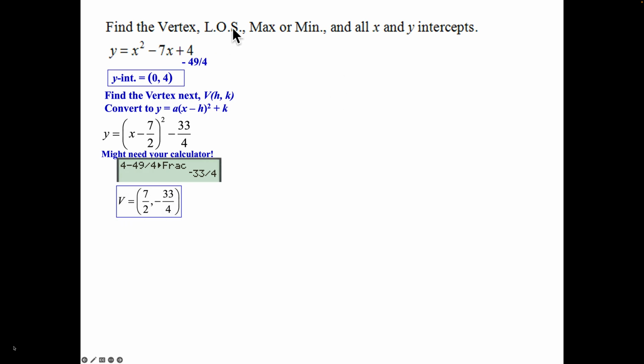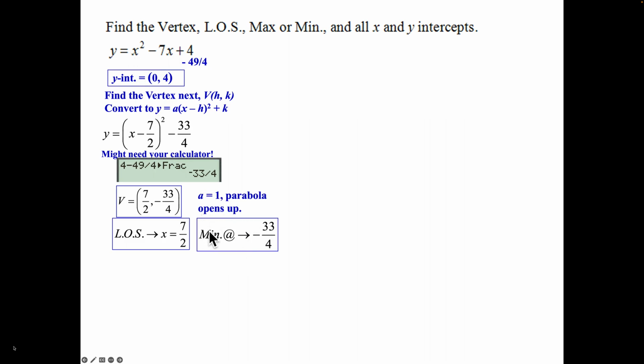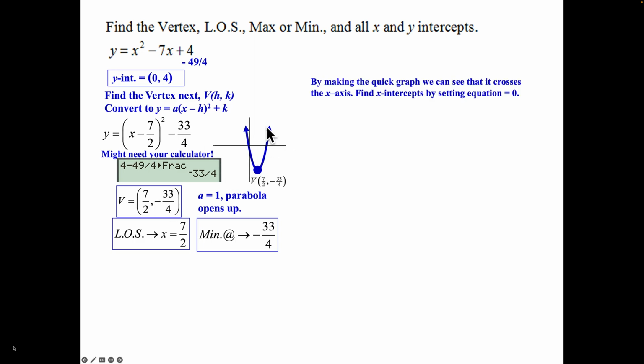Now, line of symmetry, x equals 7 halves. All right, now here we have a positive x squared, so we're opening up. So again, we are at a min value of negative 33 over 4. So next we're looking for our x-intercept. If I picture my graph from my vertex here, positive, negative, that puts me down here in quadrant 4 somewhere. With my parabola opening up, I have 2 x-intercepts to find.